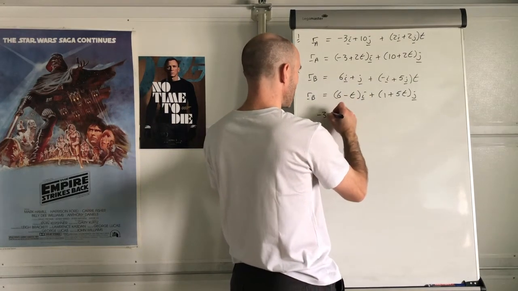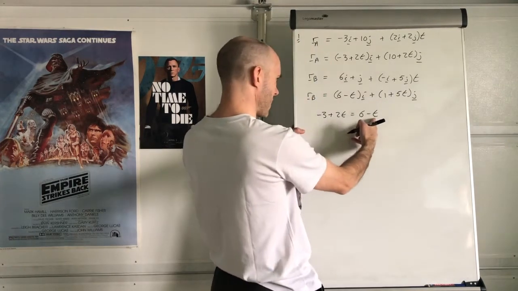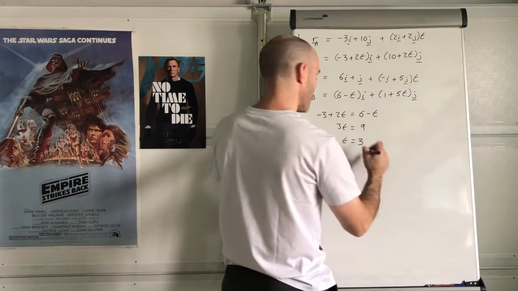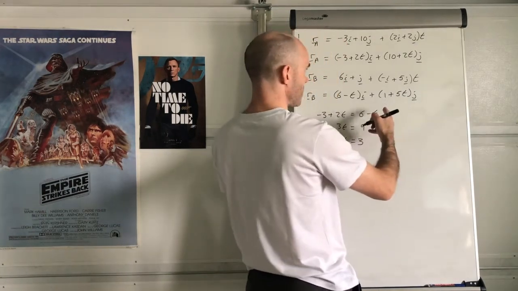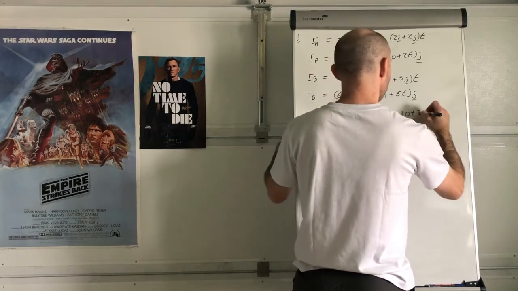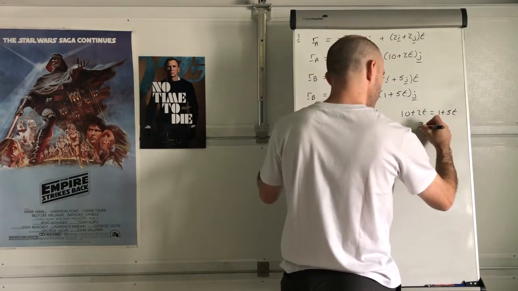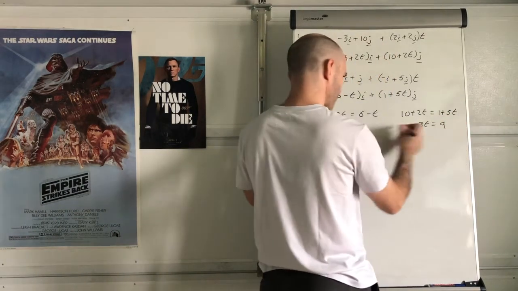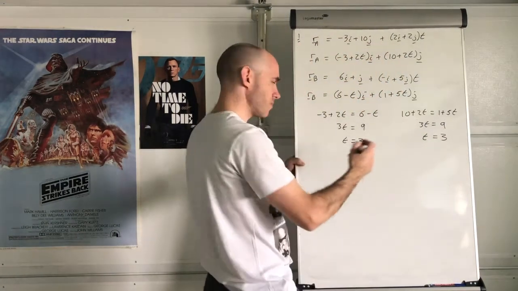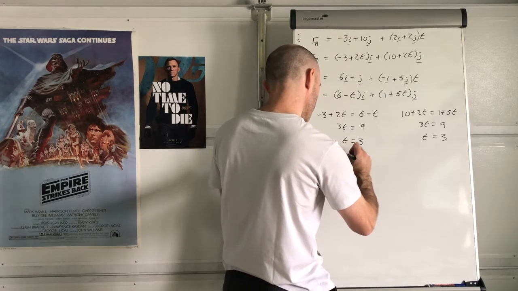So we've got -3 plus 2t is equal to 6 minus t. Solving that, 3t equals 9, t equals 3. And then also the j components: 10 plus 2t is equal to 1 plus 5t. Solving that, we've got 3t equals 9, exactly the same, t equals 3. Because we've got the same value of t, that means there's a collision. So I'm just going to write down there, collision.